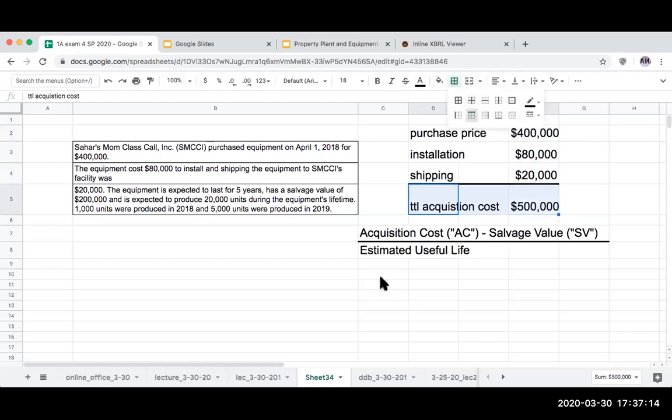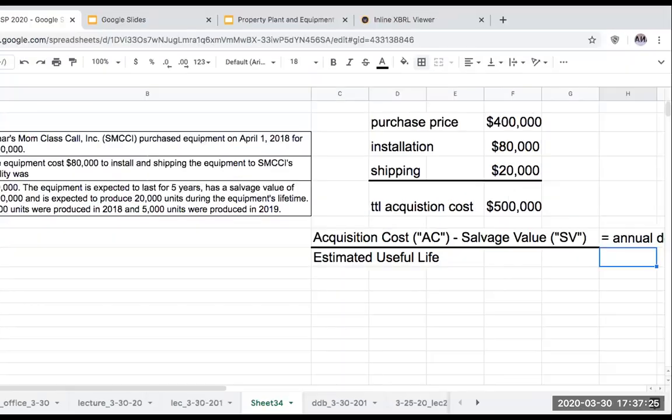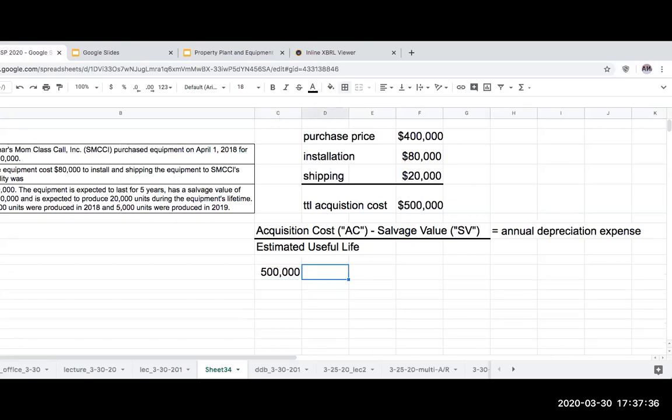So the way I'm going to go through and do this is, as a reminder, this is my total annual depreciation expense using straight line. So go right over here. My acquisition cost is $500,000. I'm going to subtract out my salvage value, which is $200,000.